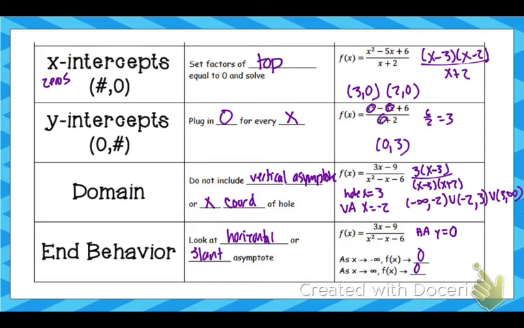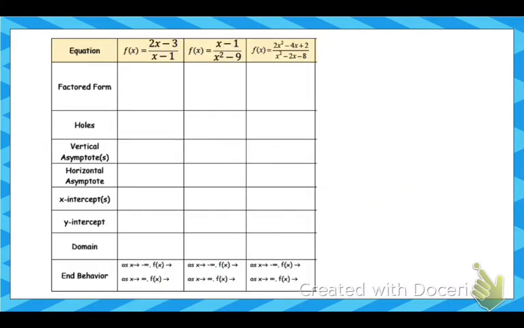All right, so to do some examples, we're just going to fill in basically that same chart. The first thing we always do is factor. Now this one here is already factored. Don't need to change anything.